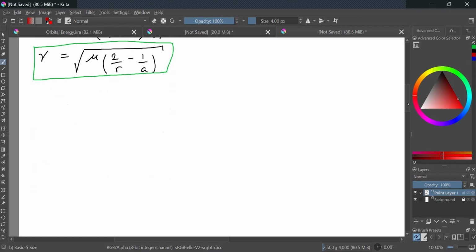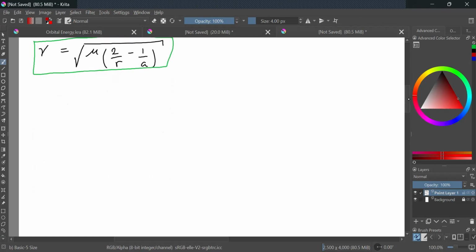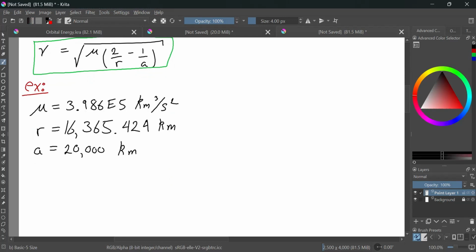We have enough other components from the last several episodes that we can verify it. So let me put that together for us really quick. All right. So same as it always has been, we're in orbit around the Earth. Our orbit's size is 20,000 kilometers, our semi-major axis. And we are at a radius of 16,365 kilometers and change. So let's plug that in.